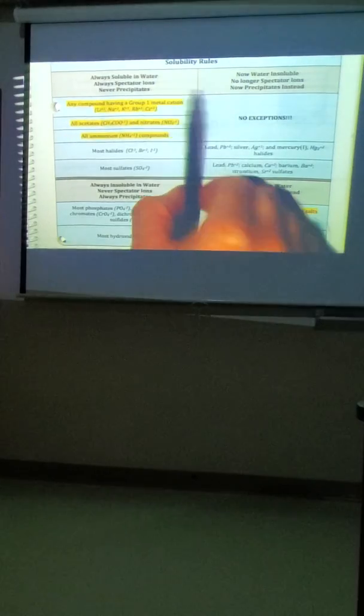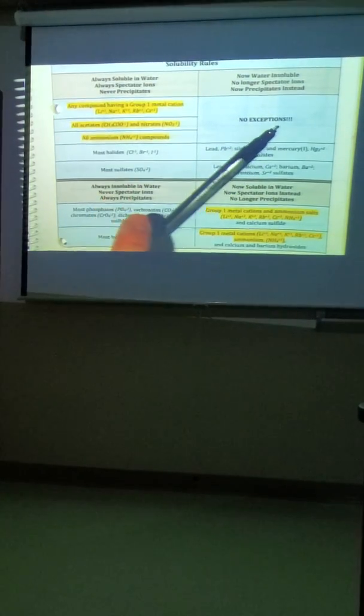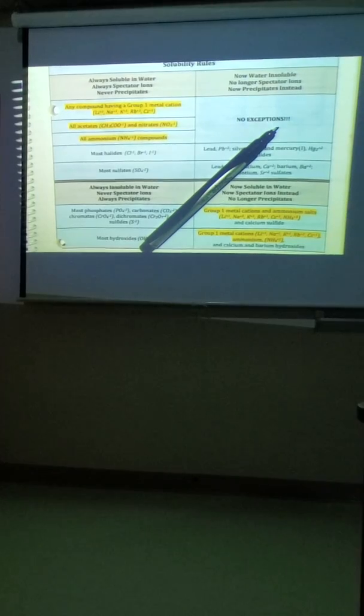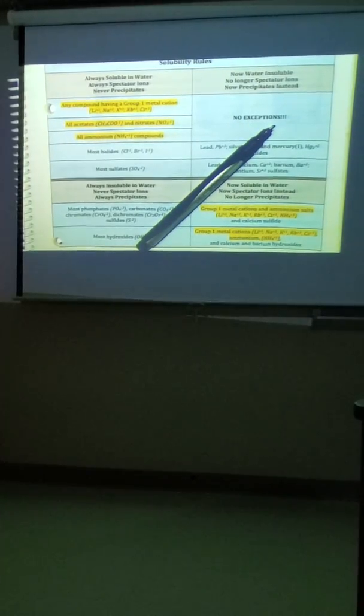If you draw an X in the opposite direction, so this opposite diagonal, those would be insoluble, never spectate, but always precipitate. So you're either in this diagonal or that diagonal. That's all we have to watch out for. And unfortunately, the only way to get good at it is to practice. So we'll do a few more practice problems in this lab.